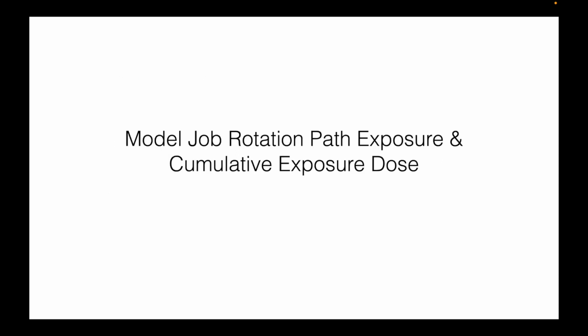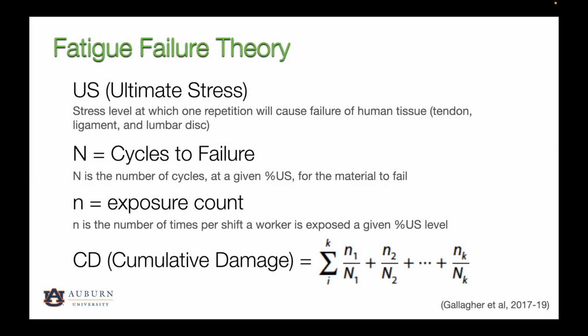Okay, well, you can also model job rotation path exposure and cumulative exposure dose. A little basics on fatigue failure theory. Ultimate stress is how much force does it take to break something. We're looking at a tendon. How much force is necessary to break it with 1 repetition, so 1 pull. Lumbar disc, it would be what's the compressive force required to break it. N is cycles to failure. So at 100% of ultimate stress is where it breaks. And for example, with a tendon, that's about 1.4 times your maximum strength.